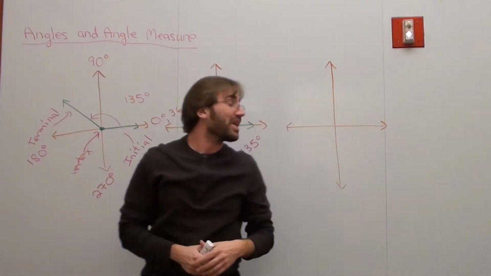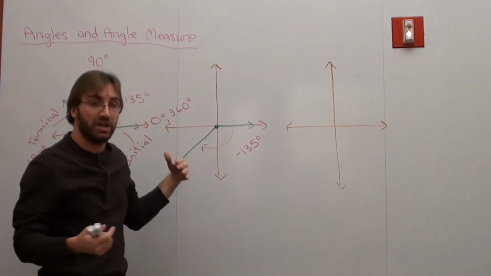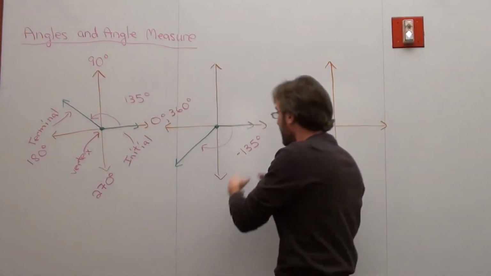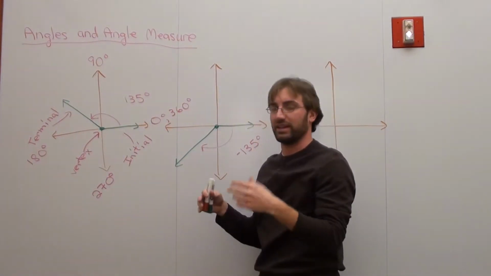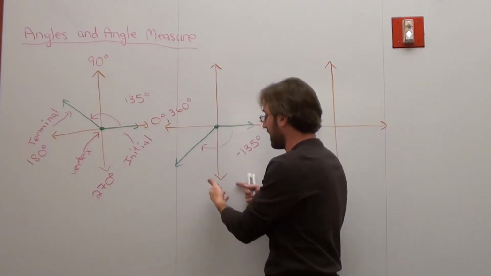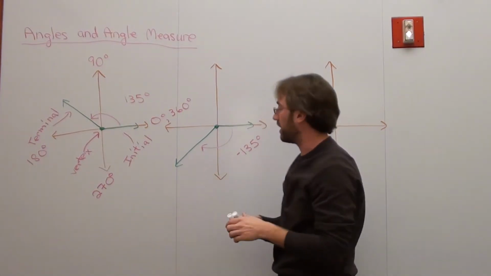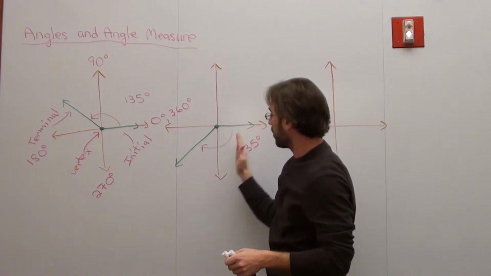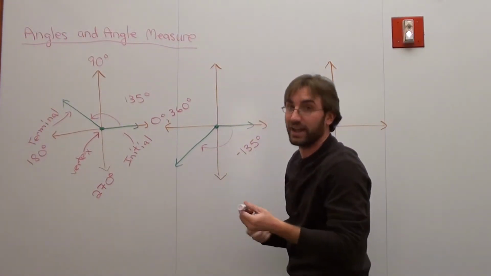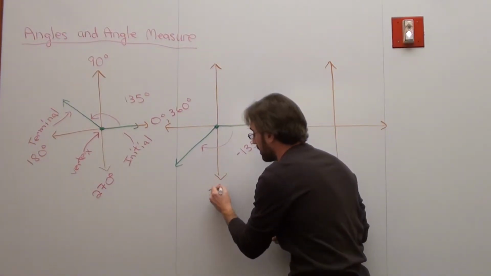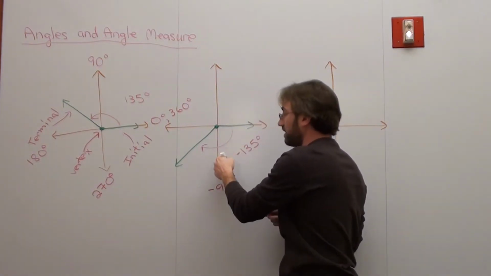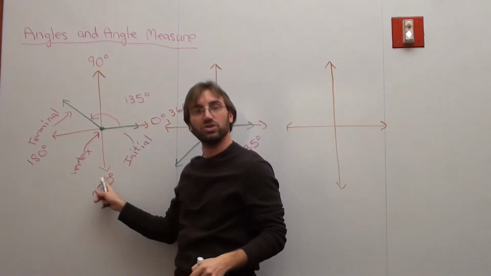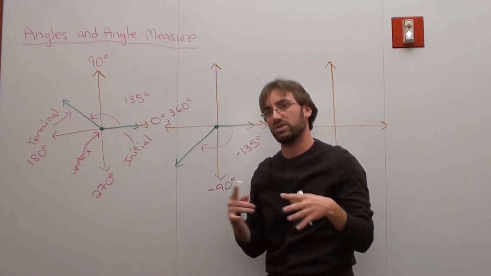Okay, anyways, if we're going this way though, then we're going negative. I'm not saying that it's negative, I'm saying that the direction of where it's going is negative. If the initial is here and it goes up to here, you're at negative 90 degrees. But notice that negative 90 degrees is the same as 270, and that's something that tricks students a lot.